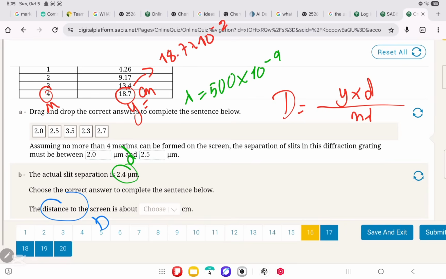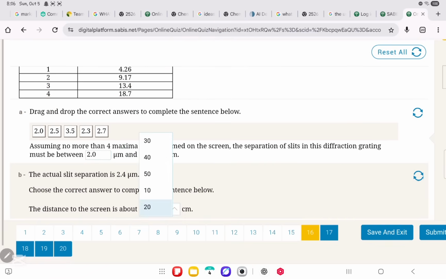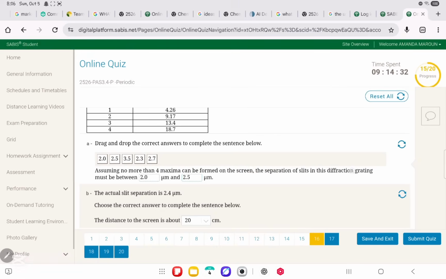Right? Times small d. What is d? d is 2.4 times 10 to the power of minus 6, because we're changing it from micrometers to meters. So 2.4 times 10 to the power of minus 6, over what? Over m, which is 4, times lambda, which is 500 times 10 to the power of minus 9. And we will get what? We will get D to be equal to 0.2244 meter, and in centimeters, it's 22.44 centimeters. So of course, we're going to choose the closest possible value, which in this scenario is 20 centimeters.